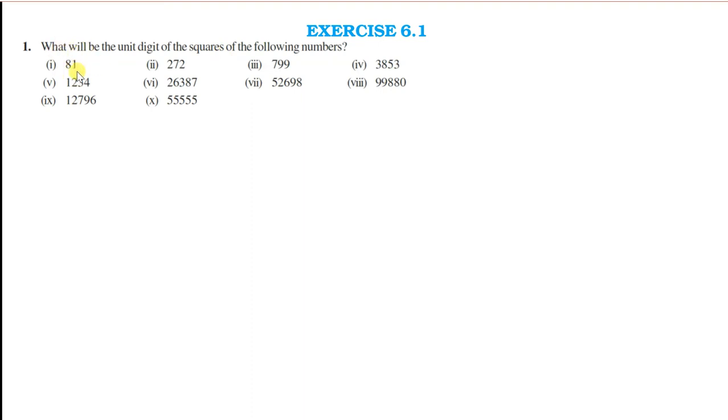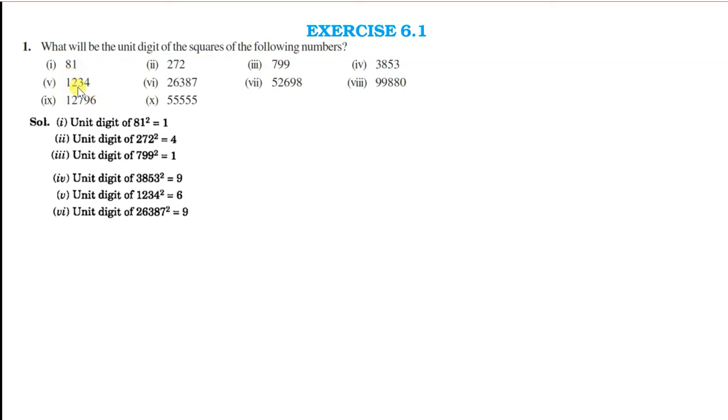81 square. Since 1 square is 1, the square of 81 will end in 1. The square of 272 will end in 4. The square of 799 will end in 1. If a number has 1 or 9 in its unit place, then its square will always end in 1. If a number is ending in 3 or 7, then its square will end in 9.